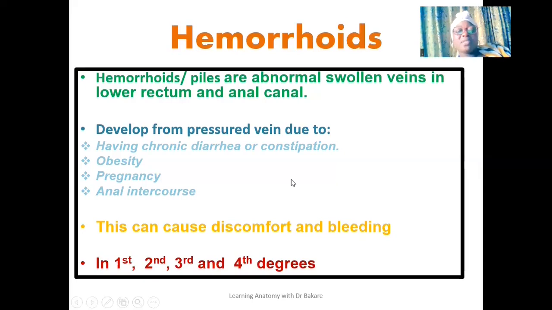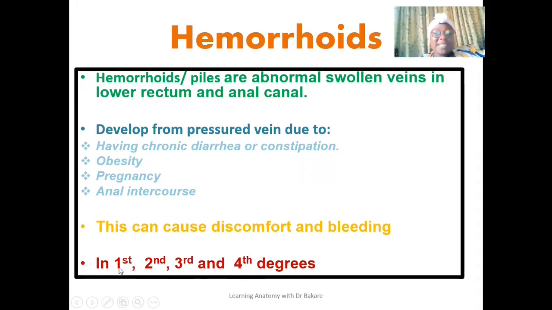Hemorrhoids can occur in first, second, third, or fourth degree. For the first degree hemorrhoids, the enlarged veins are contained within the lumen of the rectum or the anal canal. They are not seen to protrude to the outside. But for the second degree hemorrhoids, the enlarged or swollen veins protrude to the outside during bowel movements, but they tend to return back into the lumen of the rectum or the anal canal on their own. While the third degree hemorrhoids also protrude out of the body during bowel movements and do not return on their own, except when manually pushed into the rectum or the anal canal.